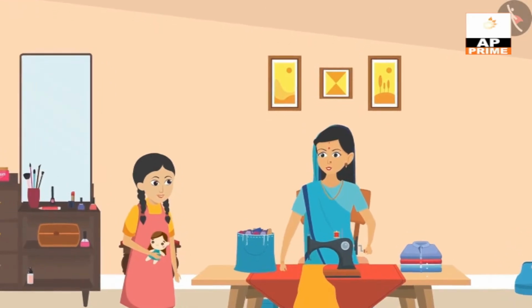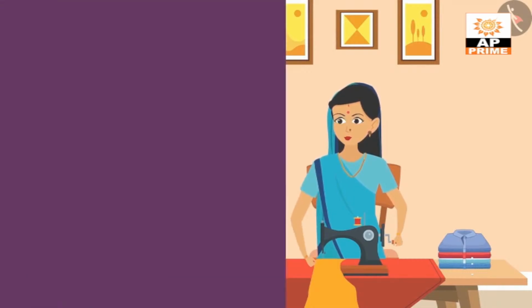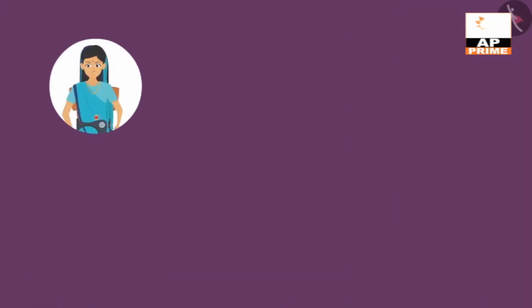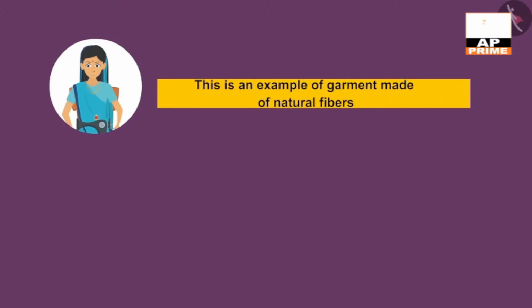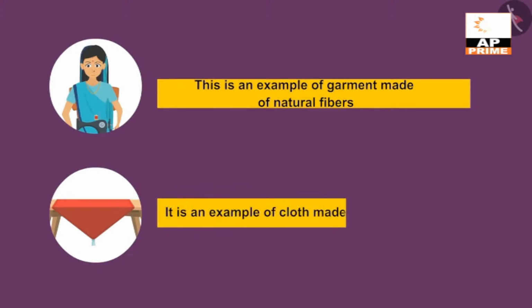"Sunaina, now look around yourself and find things that have clothes made using natural fibers." "The sari you are wearing looks like a cotton cloth. So this is an example of a garment made up of natural fibers. And this tablecloth, it appears to be a fabric made up of synthetic fibers."